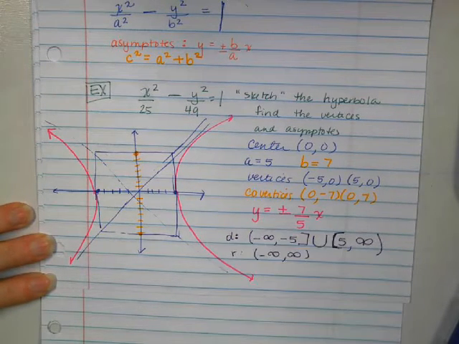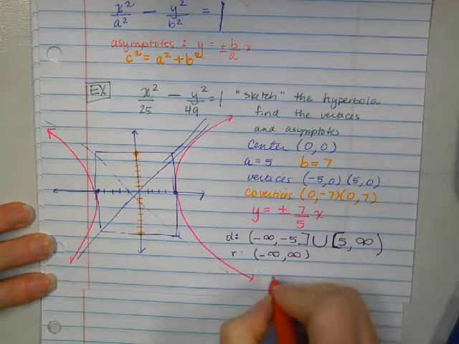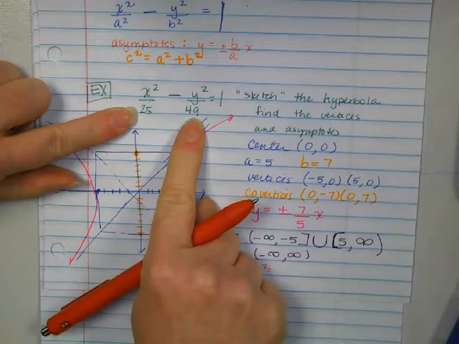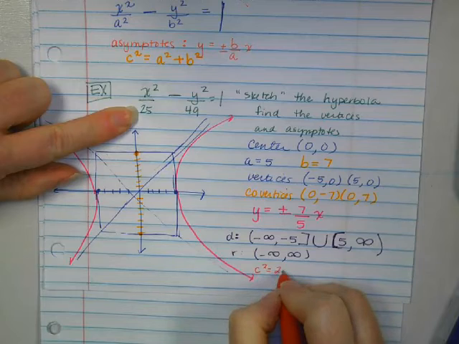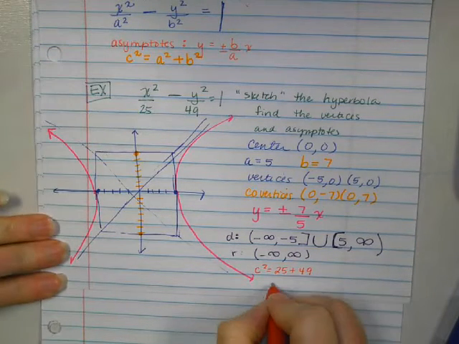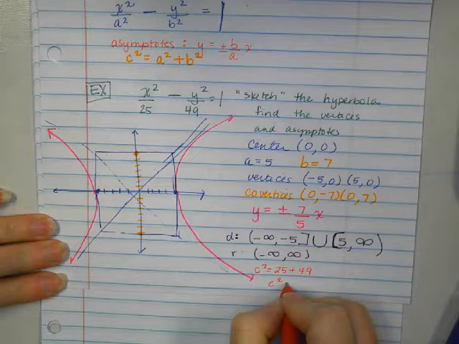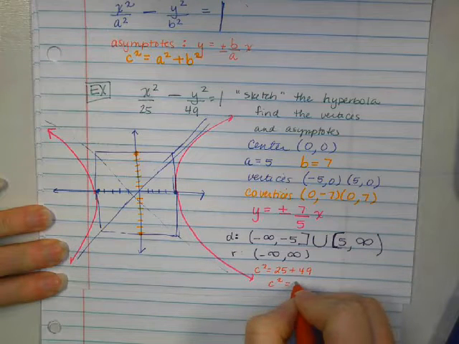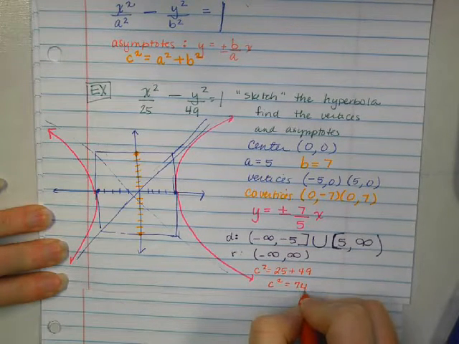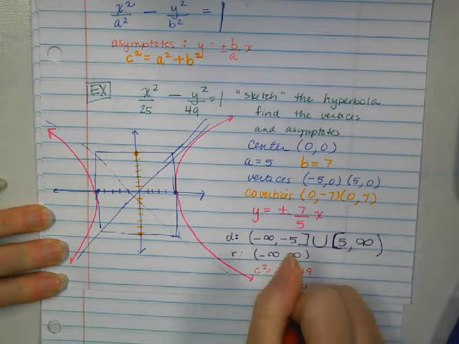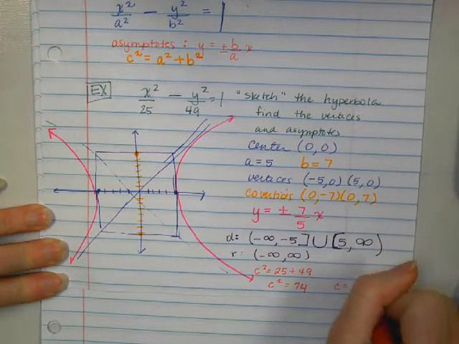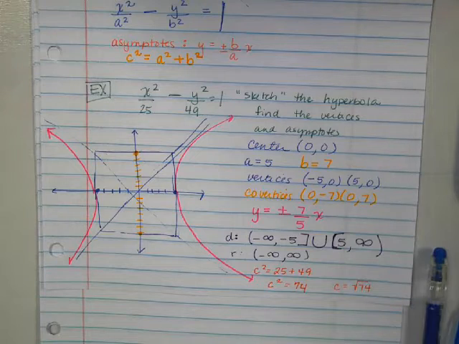And now we need our focal point. So c squared equals a squared plus b squared. Remember, they're already squared under here, so I can just put them in like that. 25 plus 49. So c squared equals 74. So take the square root of both sides. C equals square root 74. Square root 74 does not break down.